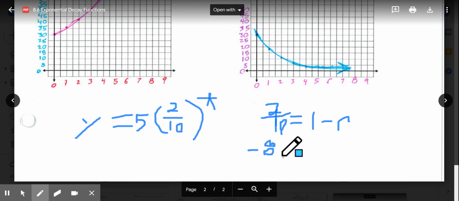over 10. Sorry for the drawings here. So a negative 8/10 equals a negative r. So then r would equal a positive 8/10. Then to convert that to a decimal, 8 divided by 10 is 0.8. So we would multiply 0.8 by 100, and we would have 80%.